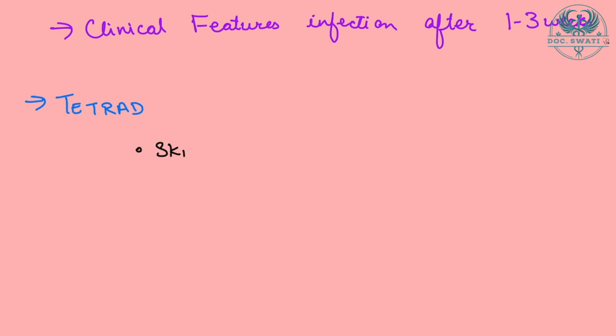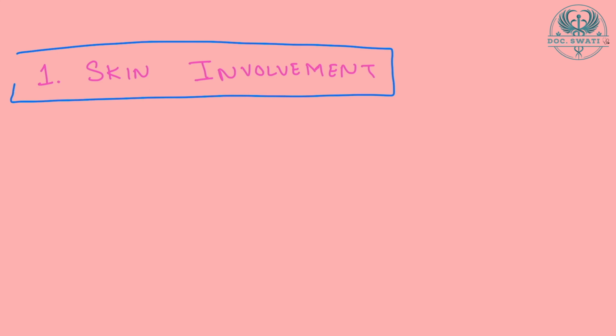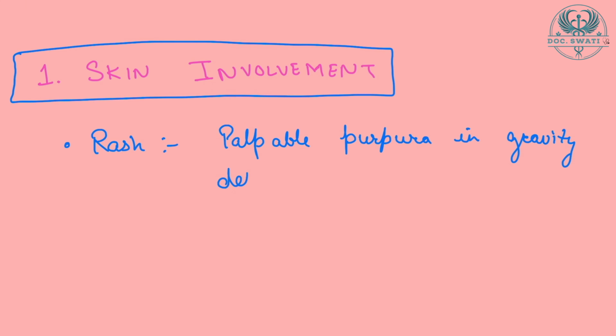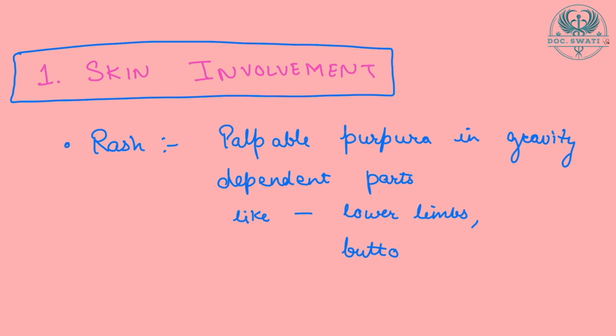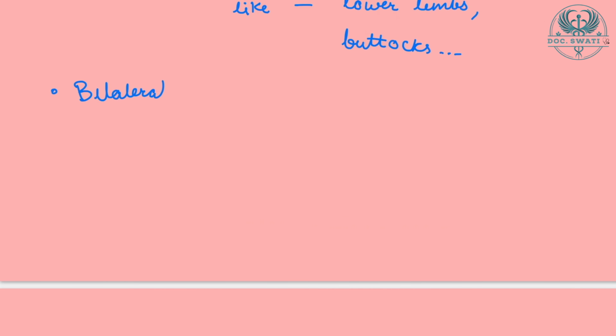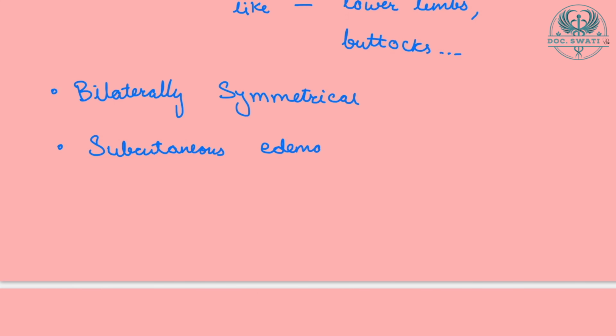Skin 90 to 100%, renal involvement, joint involvement and GIT involvement. Now let's discuss these involvements in detail. First, let's talk about the skin involvement of this disease. There is a presence of rash, palpable purpura in gravity-dependent parts like the lower limbs and buttocks. It is bilaterally symmetrical. Subcutaneous edema may be present.